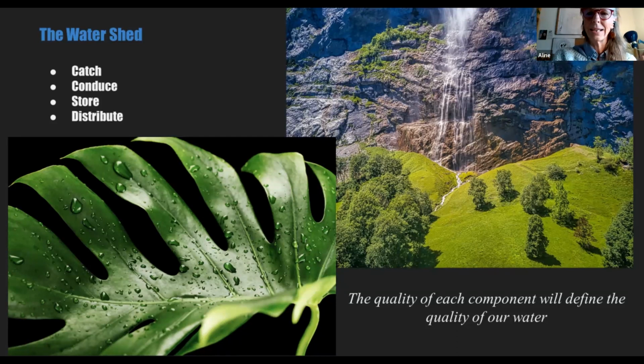So the element that is going to catch our water, the element that is going to conduce our water, the element that will store our water, and the elements that will distribute the water. Maybe I should say components, because we're speaking about a natural element, water. So the functions within our design might be needing components. So catching, conducing, storing, and distributing are important functions that our pattern is taking care of when we talk about the quality of water in the watershed.